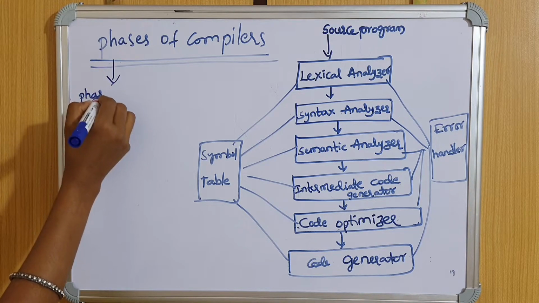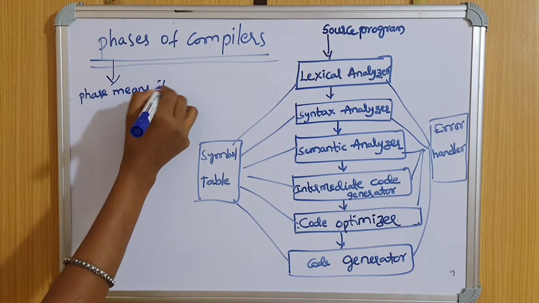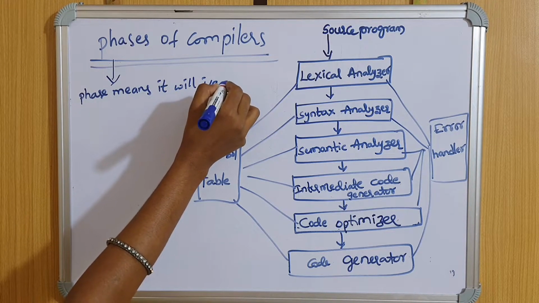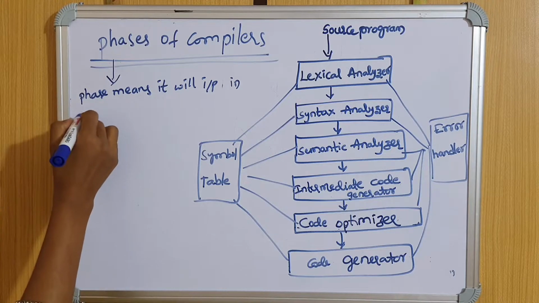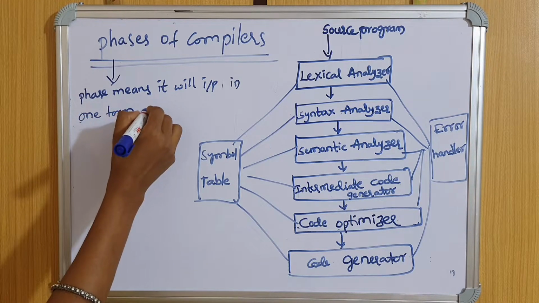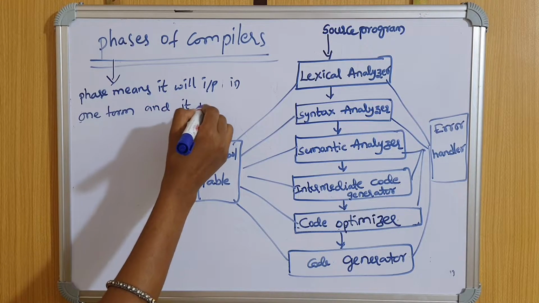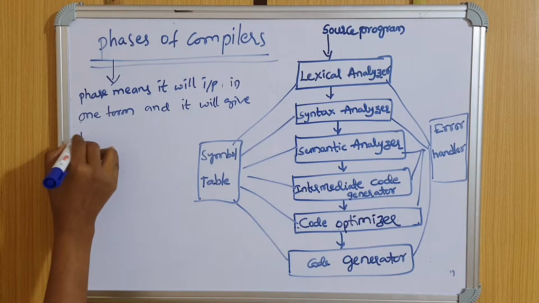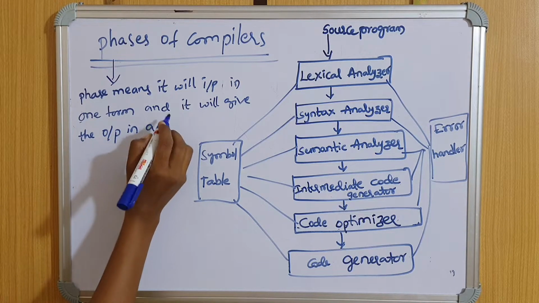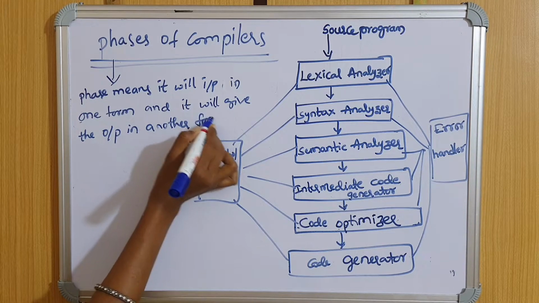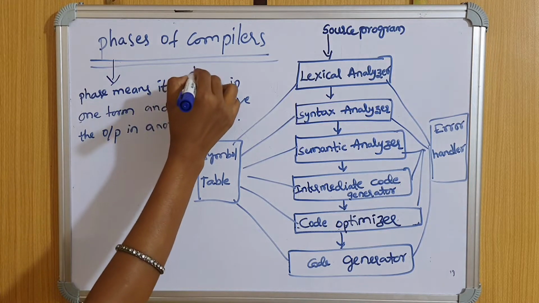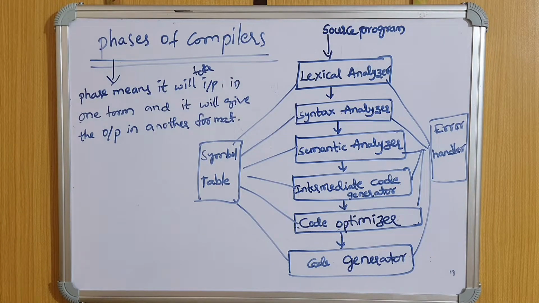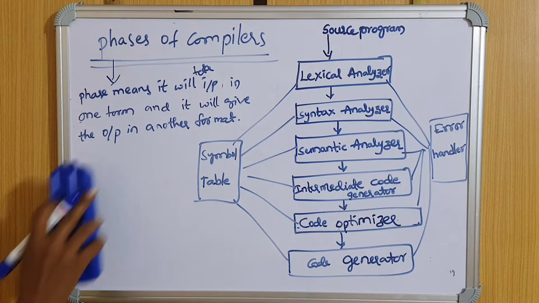Phase means it will take input in one form and it will give the output in another format. So what is phase? Phase means it will take input in one format and it will give the output in the other format. So this is the definition of phase, you already know.